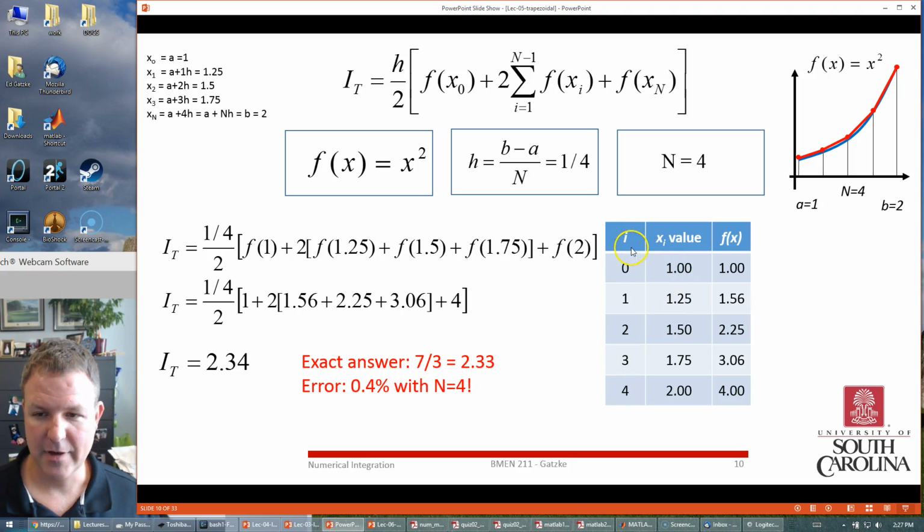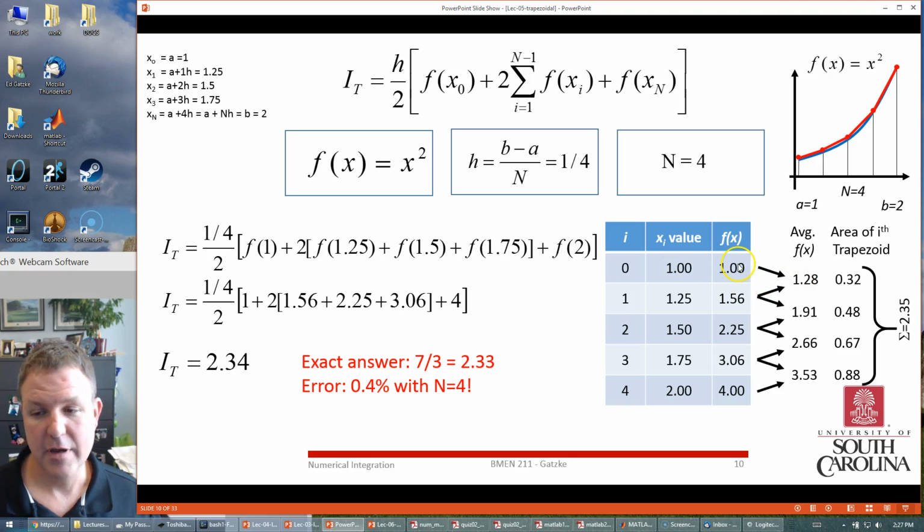Now, when I make a table, I think about my x values, my a value, my b value, and I know I need 4 trapezoids. So you could do individual trapezoids. If you know the function evaluated at x equals 1, x equals 1.25, you can do those function evaluations and say, okay, the average of these two values is 1.28. The width of the trapezoid is 0.25, so I can calculate the area of the first trapezoid.